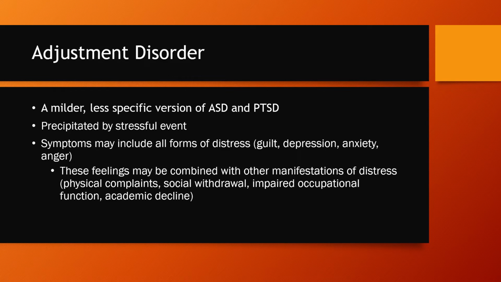All right, adjustment disorder is the next one we'll talk about. This is a milder, less specific version of ASD and PTSD. It's precipitated by a stressful event, usually including retirement, chronic illness, or maybe a breakup. May not be as severe, may not be considered traumatic. Adjustment disorders may be diagnosed immediately or within 3 months of exposure.